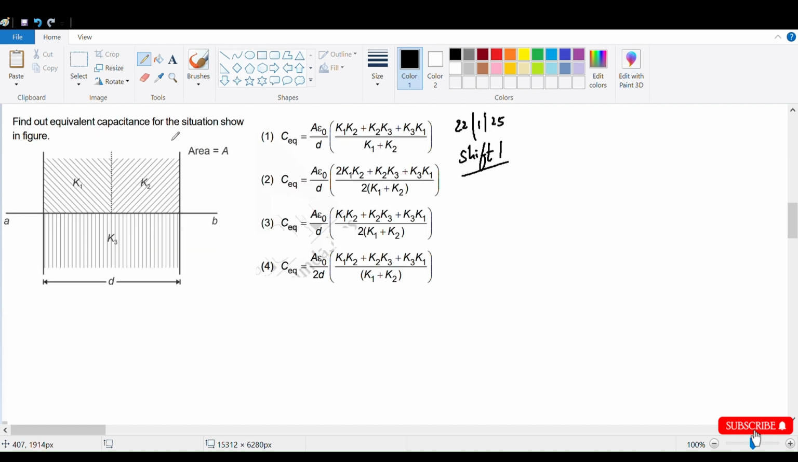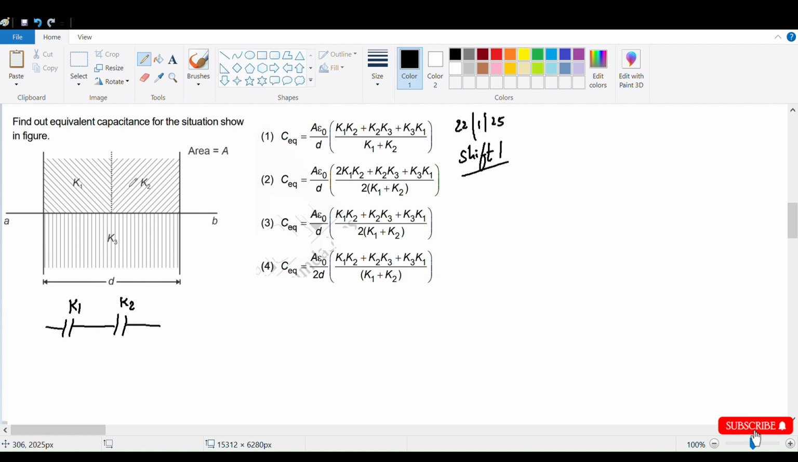Find the equivalent capacitance for the situation shown in the figure. Here three dielectric constants K1, K2 and K3 are given. The distance between the two plates of the capacitor is D and the area is A. In that, it has been divided into 3 parts. The situation is something like this. Here you can take 3 capacitors. This is the first capacitor and the second capacitor, whose dielectric constants are K1 and K2.